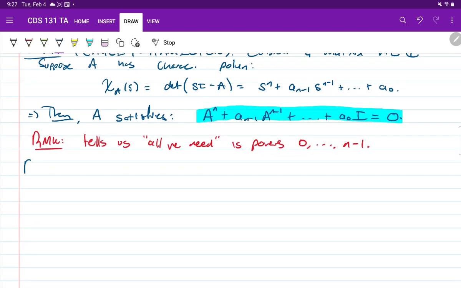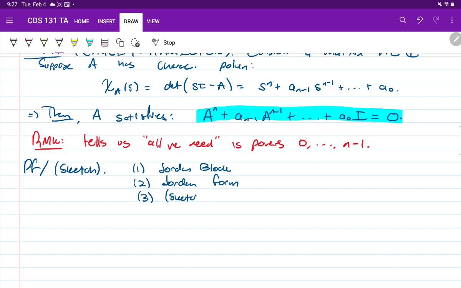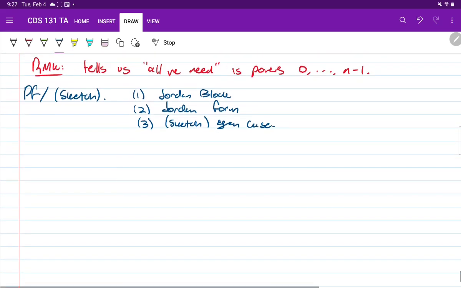All right, so let me go ahead and give a quick sketch of the proof of this. I'm going to show you a nice proof that takes advantage of some of the structure of Jordan forms, okay? So first I'll prove it for a Jordan block. Then I'll prove it for a Jordan form. Then finally, I'll sketch the general case, all right? Which is really not too far off from the case of a full Jordan form.